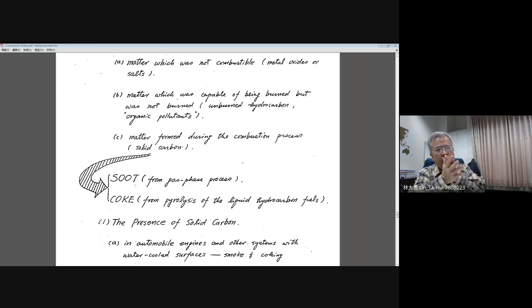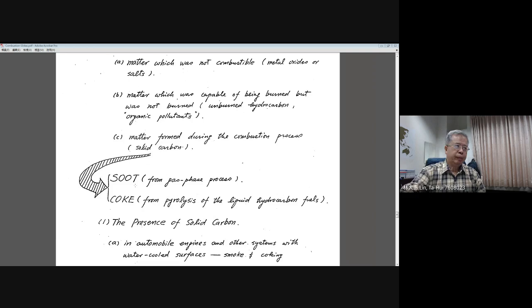Then they will attach to the surface to become so-called coal, and this is usually due to irregular injections, and then the liquid fuel attaches to the high temperature surface. Then they will produce the pyrolysis of liquid hydrocarbon fuels.